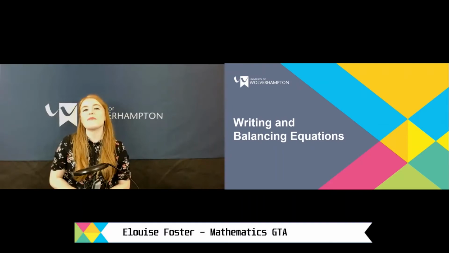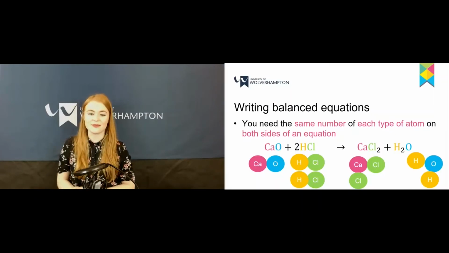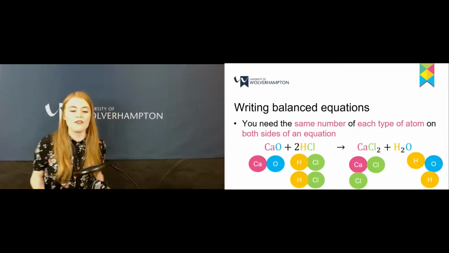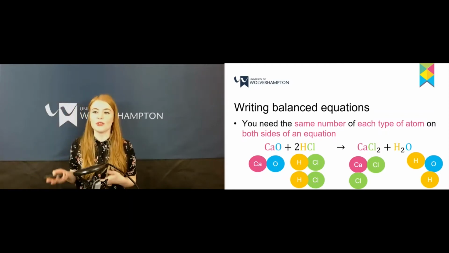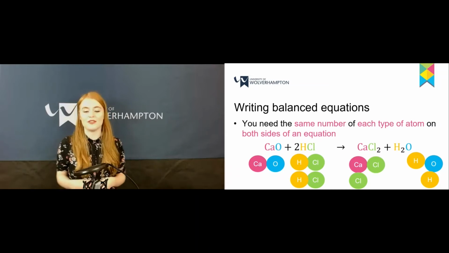Elouise and I'm part of the maths team here at the University of Wolverhampton, and this video is on writing and balancing chemical equations. So when you have chemical equations, we need to make sure that you have the same number of each type of atom on both sides of the equation.